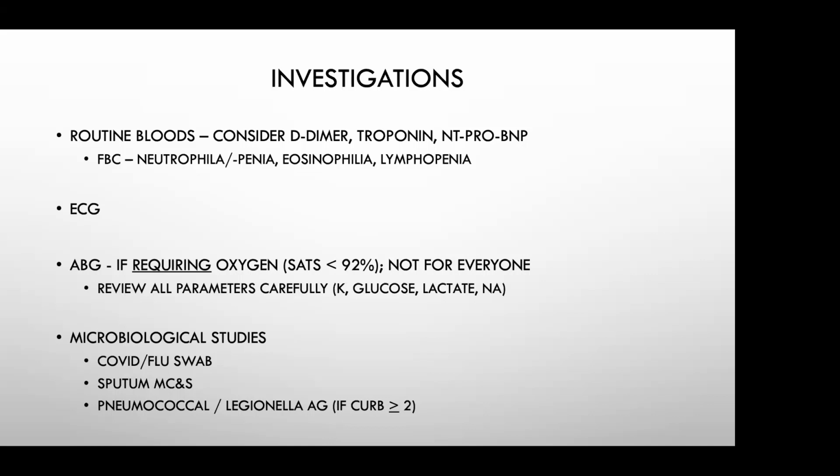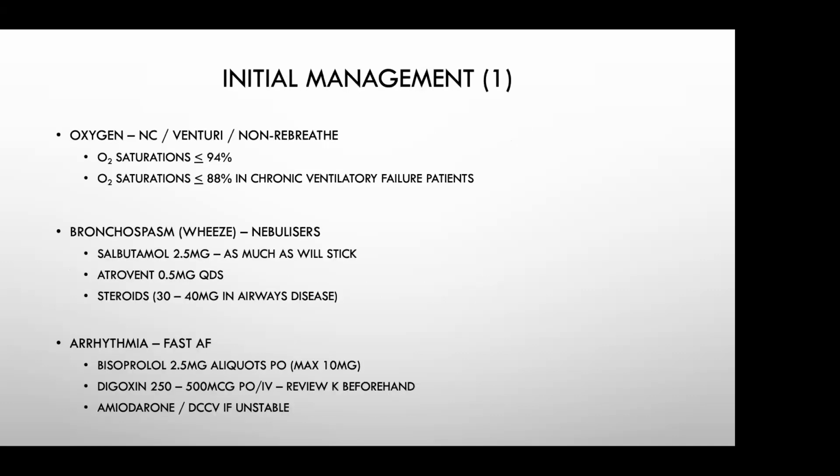And then microbiological studies, so a COVID or a flu swab, if that's the type of patient you're seeing, sputum, send it off, and a pneumococcal and Legionella antigen if your CURB score is high and you're looking at a pneumonia. And then general management for these patients. So we'll come on to oxygen a bit later, but broadly speaking, those are the target saturations you should be aiming at. If the patient's wheezy, then salbutamol 2.5 milligrams.